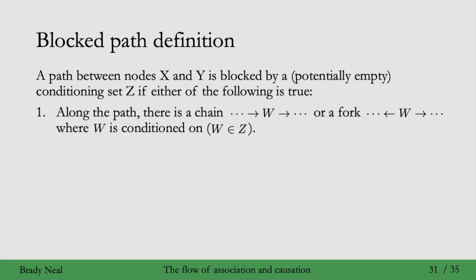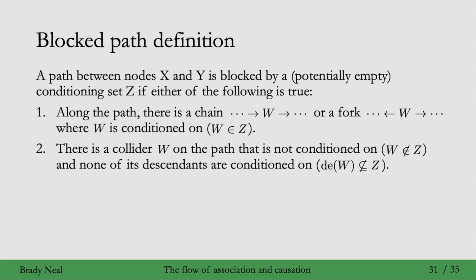Right, so this is what we saw in the chains and forks part of the lecture. And the other way that you can block a path is if there is a collider, w, on that path that is not conditioned on. So w is not in the conditioning set z. And none of its descendants are conditioned on, right? Because we saw that if you condition on its descendants, it's a bit like conditioning on the collider in the sense that it induces association between the parents.